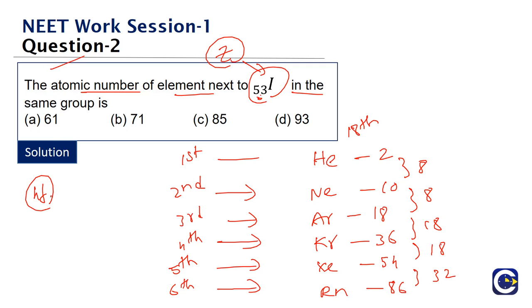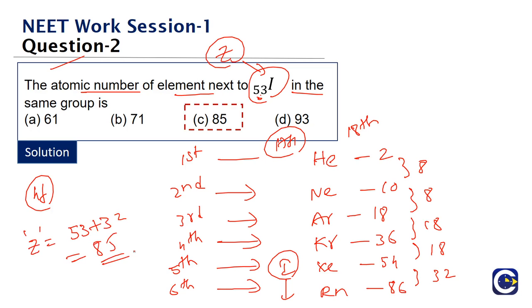Okay, so now when we look at it, what is this element? Atomic number 53 means this is the element in the 17th group. What is the element that is going to come after that in the same group? We have to add 32. So the atomic number of that element that is going to come next will be what? 53 plus 32. That is going to be 85. So what is the answer for this? Option C, which is 85.